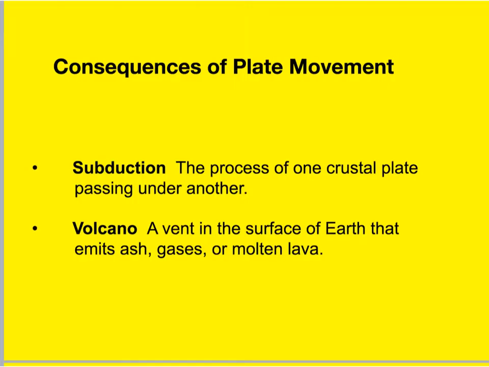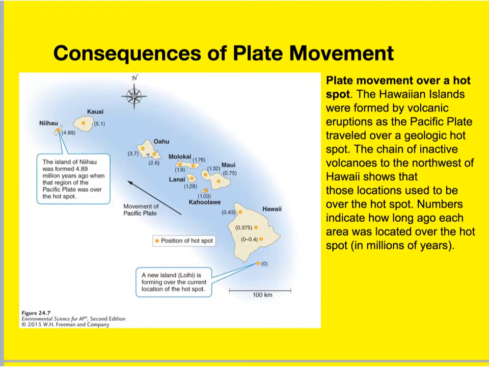As a result of plate movement, we get subduction, which is the process of one crustal plate passing under another. And then, of course, we get volcanoes, a vent in the surface of Earth that emits ash, gases, and molten lava that turns into new crust material. Because the plates move, continents slowly drift over the surface of Earth. As the continents have drifted, their climates have changed, and geographic barriers have formed, and some of them have been removed.